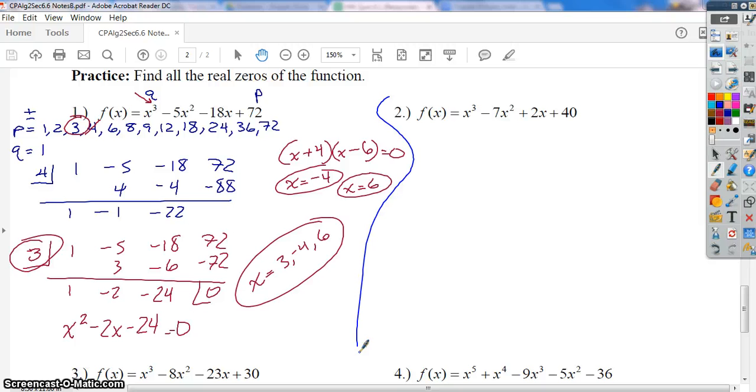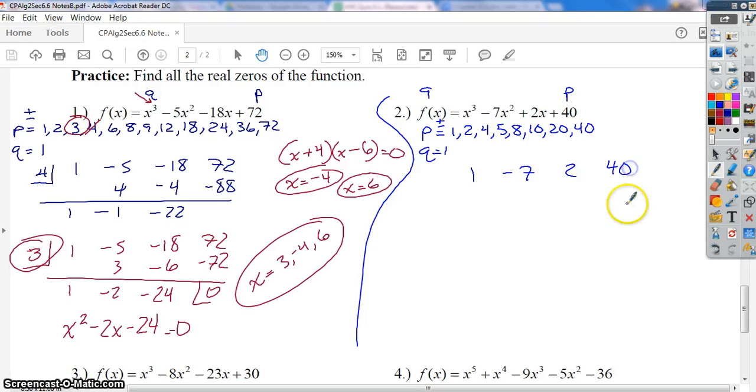All right, number 2. Here's your P, here's your Q. So P will be 1, 2, 4, 5, 8, 10, 20, and 40. Q is just 1 again. So again, I just have to worry about positive and negatives out of that group. When I list this up for synthetic, looking at this scenario, I am probably going to want to pick a positive number. When I multiply a positive times its negative, it'll be negative. That'll give me a negative number, and I'll get a negative number here. That way I'll get 0. Remember, my goal is 0.